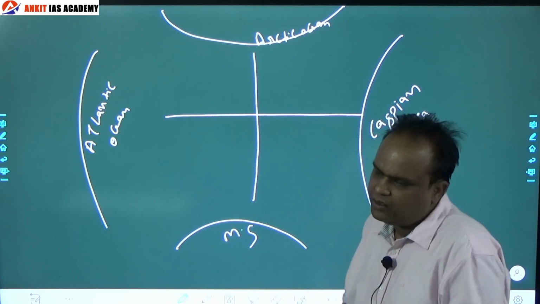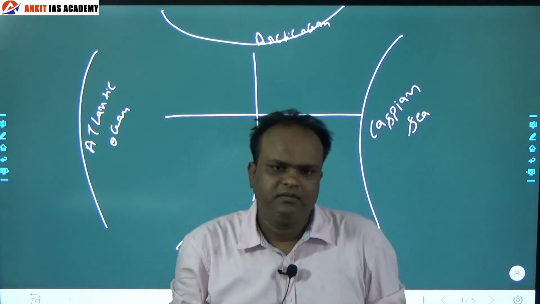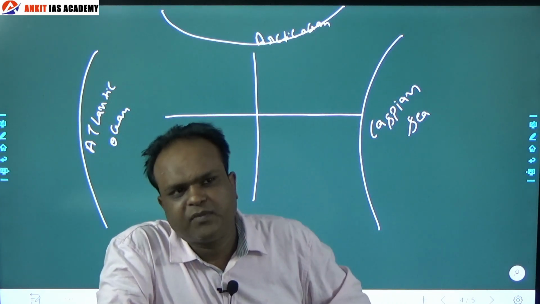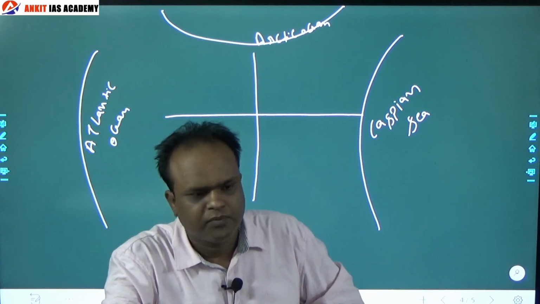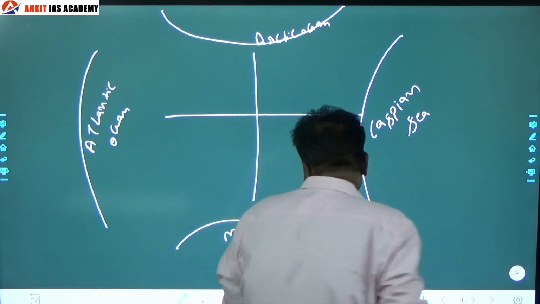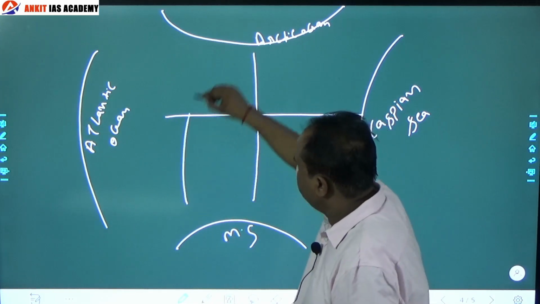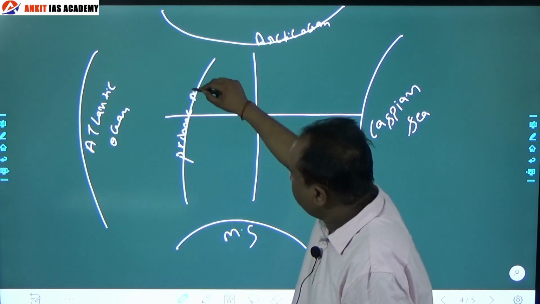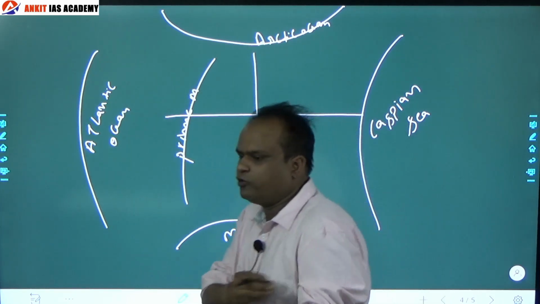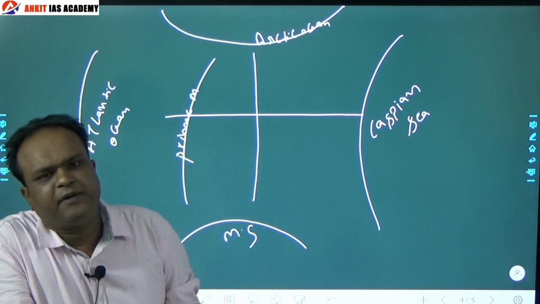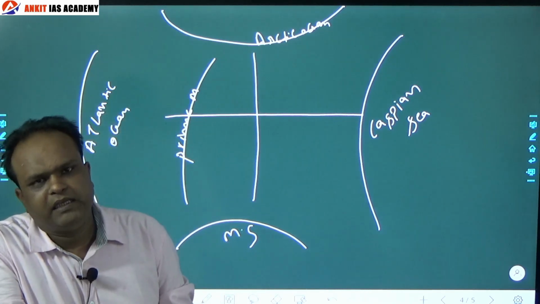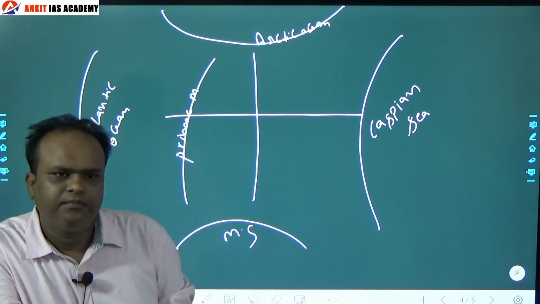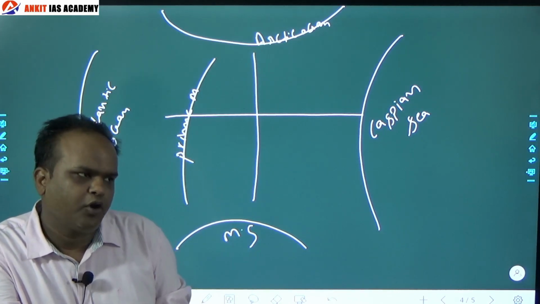I'm repeating again. To the eastern side, there is the Caspian Sea. To the north, there is the Arctic Ocean. To the south, there is the Mediterranean Sea. And to the western side, there is the Atlantic Ocean. One more thing is here. This is the prime meridian. The prime meridian is an imaginary longitude which separates the world into two hemispheres, west and east. It is located at 0° longitude.